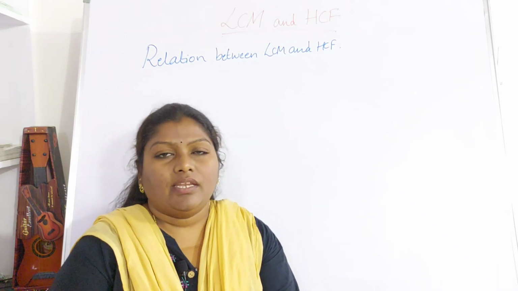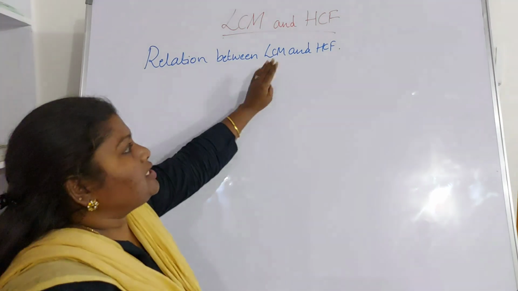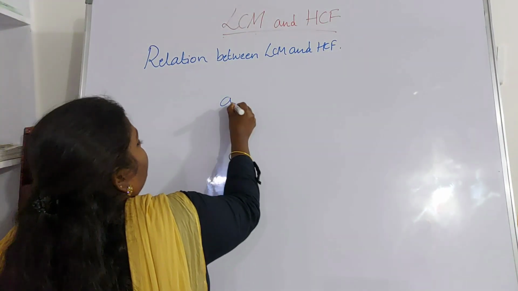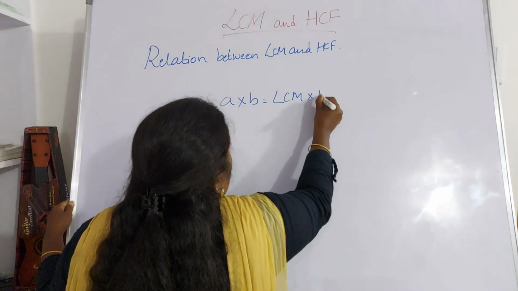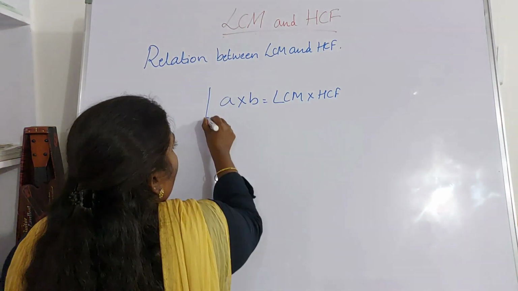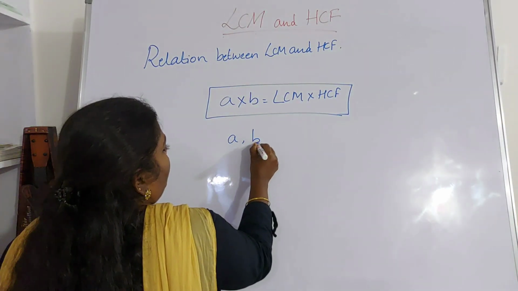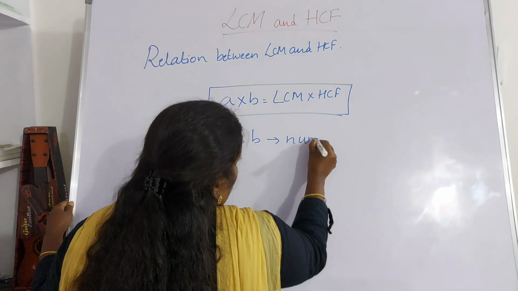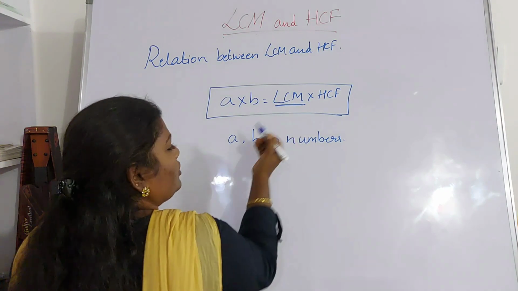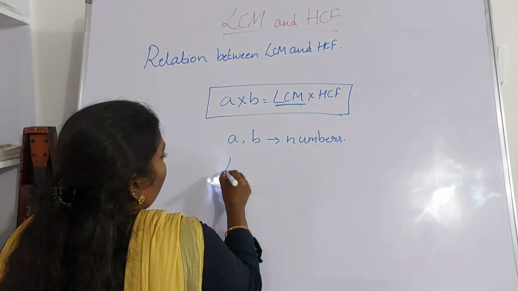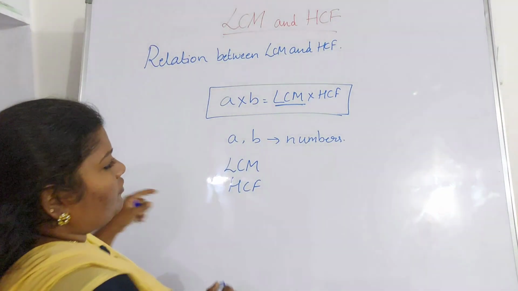Today I'll be explaining the relation between LCM and HCF. Now, A into B is equal to LCM into HCF. Here, A and B are numbers, and LCM you all know, least common multiple. LCM is least common multiple. HCF is highest common factor.